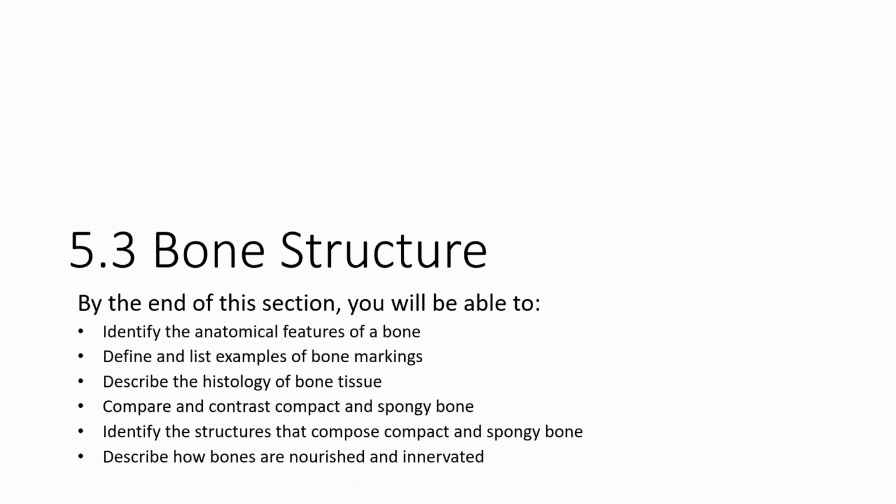So let's go ahead then and talk about bone structure. So we're going to get through this. We're going to talk about the anatomical features of bone and talk about different bone markings. We're also going to get into the histology of bone tissue a little bit more than we did in the tissues chapter. We're going to look at both compact and spongy bone, talk about their structures, compare them, contrast them, and then we're going to talk about how bones are nourished and innervated.